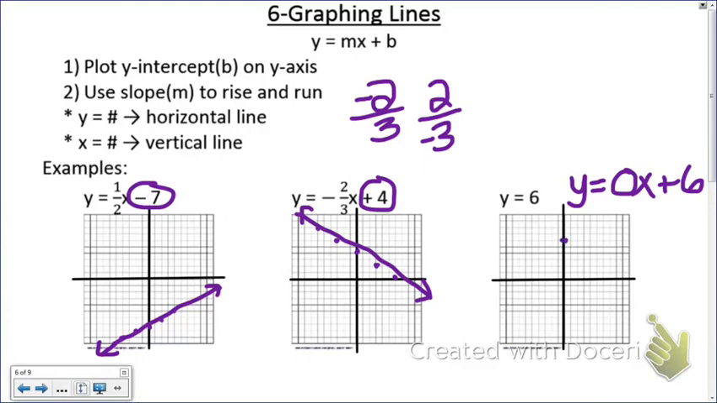Since I have a slope of 0, think back to Slope Dude. We had a slope of 0 whenever he was going across the flat surface. So this is going to be a horizontal line that will be crossing the y-axis at +6.